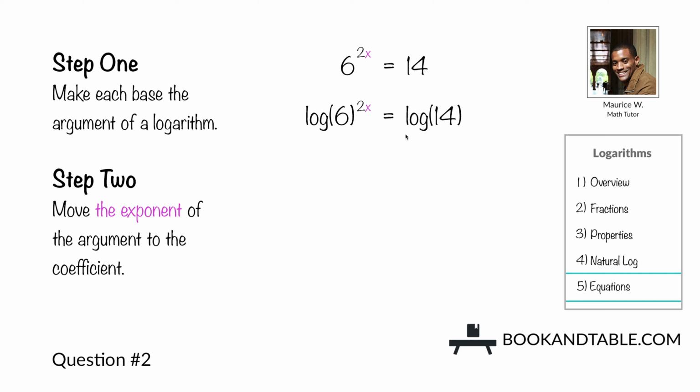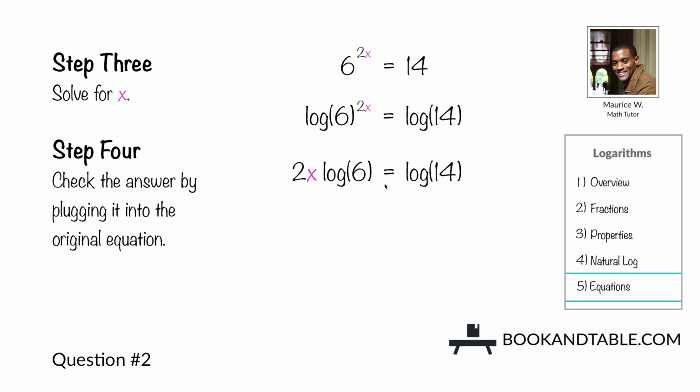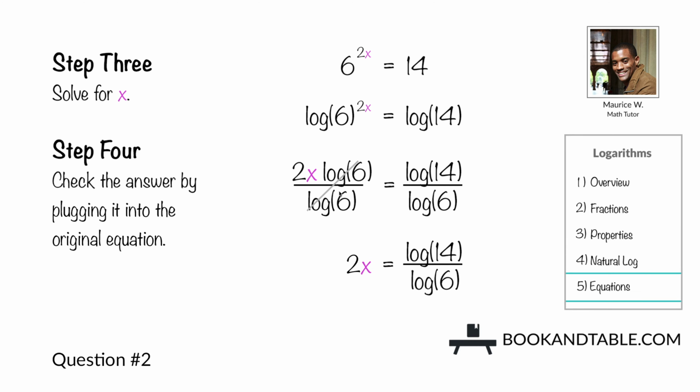And now that we have logarithms, we can use the power rule to move this exponent 2x down to the coefficient here, giving us 2x times the log of 6 is equal to the log of 14. And now we can solve for x. So we'll begin by dividing both sides by the log of 6, showing us that 2x is equal to the log of 14 divided by the log of 6.